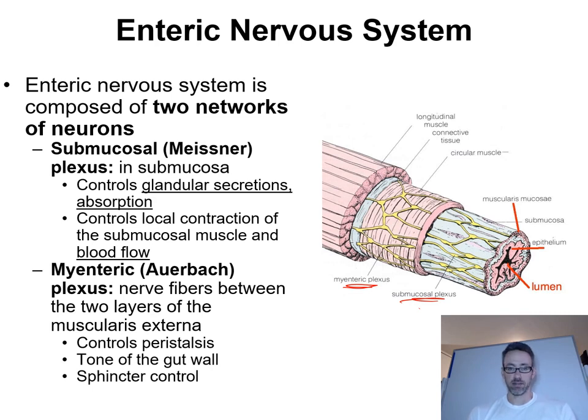The myenteric or Auerbach plexus also has nerve fibers that run between the longitudinal and circular muscle layers. And that helps to control something called peristalsis, which helps us propel digested content. And then it also maintains the tone of the gut wall so that there's always a little bit of contractility, similar to how you have tone in your skeletal muscles at rest. And it also helps to regulate sphincter control. So they'll be the ones to tell it to stay tonically contracted and then relax at the appropriate time to allow digestive material to move from one segment of the digestive tract to another.